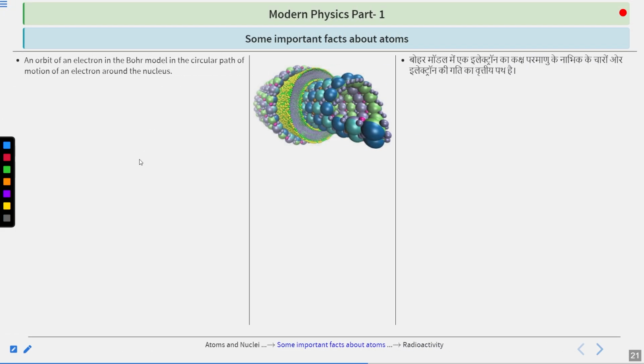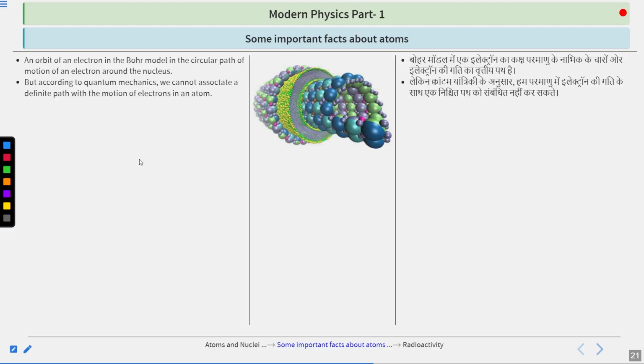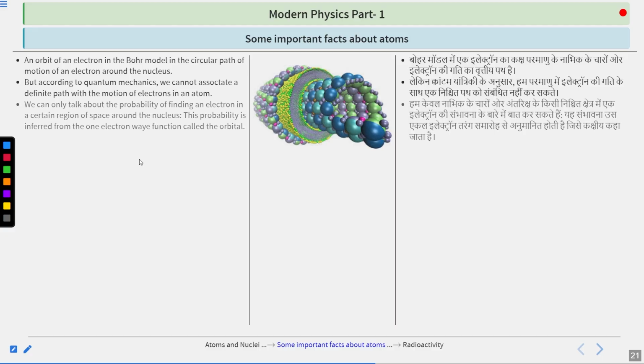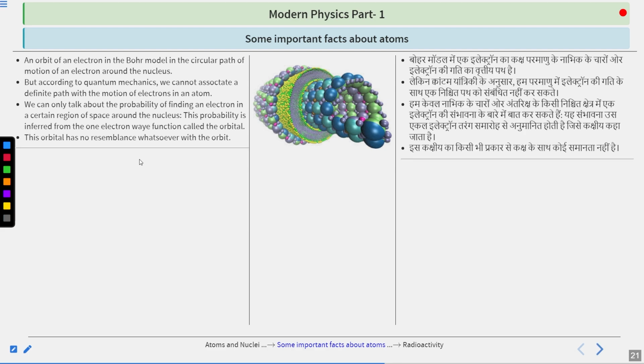An orbit of an electron in Bohr's model is the circular path of motion of an electron around the nucleus. But according to quantum mechanics, we cannot associate a definite path with the motion of electrons in an atom. So we can only talk about the probability of finding an electron in a certain region of space around the nucleus. This probability is inferred from the electron's wave function, which is called the orbital. This orbital has no resemblance whatsoever with the orbit.